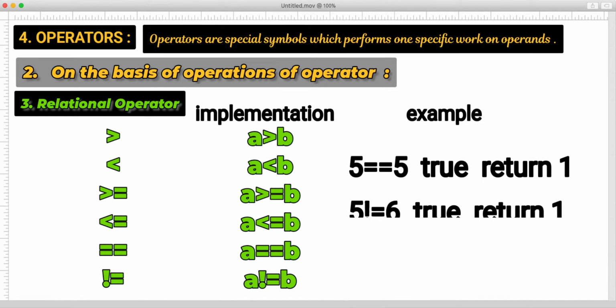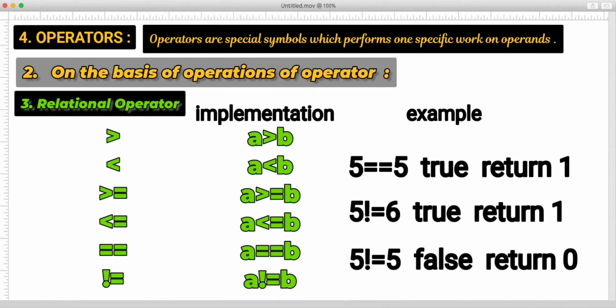For example, if we write 5 not equal to 6, here it will give 1 to the compiler as it is not equal to 6. And if we write 5 not equal to 5, as it is equal to 5, it will give 0 to the compiler as it is the false condition. I hope you understand the concept of the equivalent operator and not equal operator. So here we end up with the conditional operator.